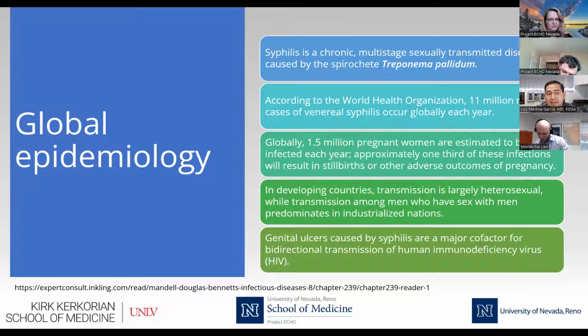Now, this is looking at the global scourge of this, but this happens in Nevada as well. As we will see in further slides, we have the highest level of neonatal syphilis in the country. In developing countries, transmission is largely heterosexual, while transmission among men who have sex with men predominates in industrialized nations. Genital ulcers caused by syphilis are a major cofactor in the bidirectional transmission of HIV. And so this is something that we've known for years. And it's another important part of screening populations at higher risk, because it does increase the chances that you can transmit HIV. Next slide.